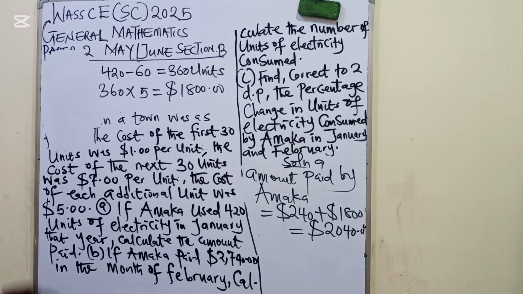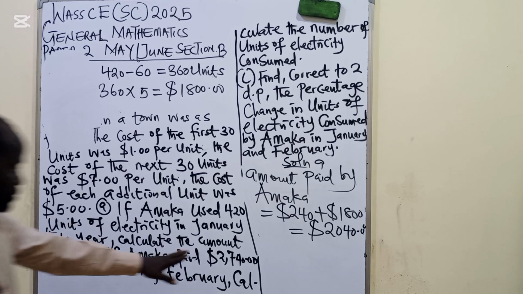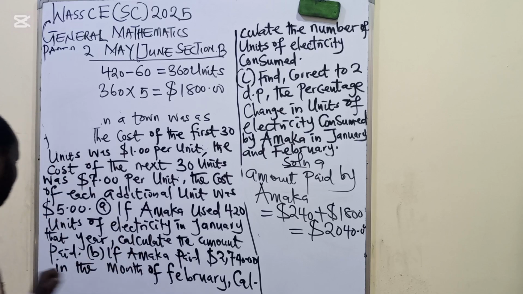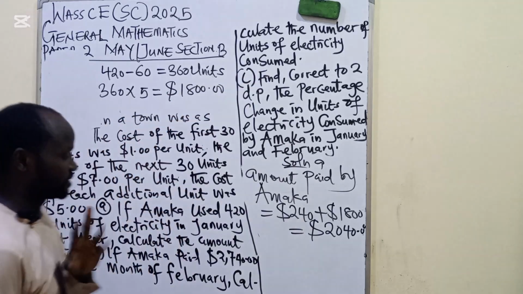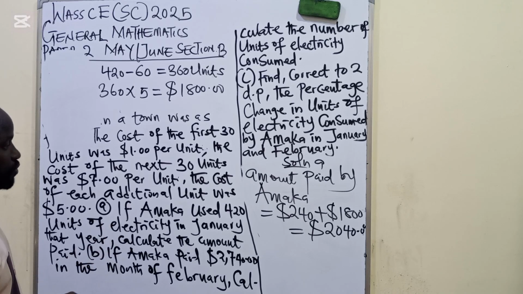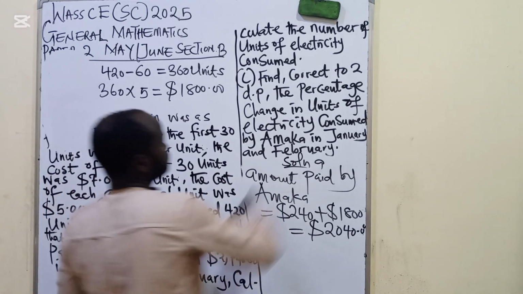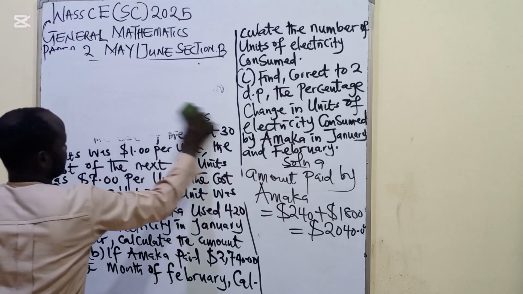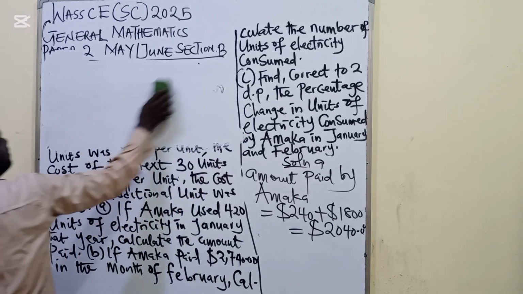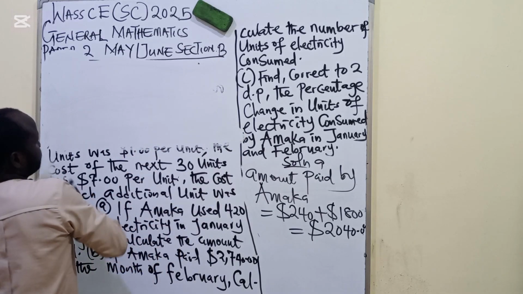Let's move to B. If Amaka paid $2,740 in the month of February, we are asked to calculate the number of units. We are looking for the units now. Care must be taken here. So the first thing for us to do, let me clean here. Let me clean up to this point. We are solving B now.